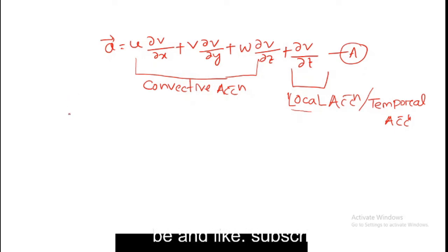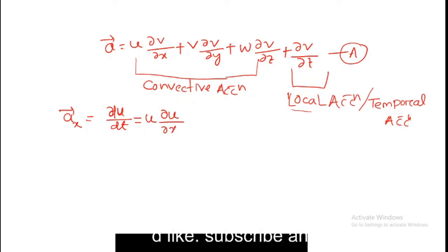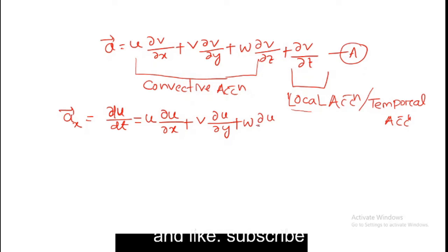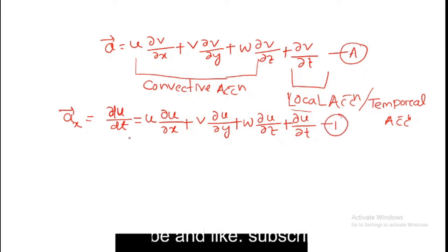Okay, so if you want to write down this acceleration in x component, we can write this as du by dt. This is u into du by dx plus v into du by dy plus w into du by dz plus du by dt. So this is acceleration in x direction.